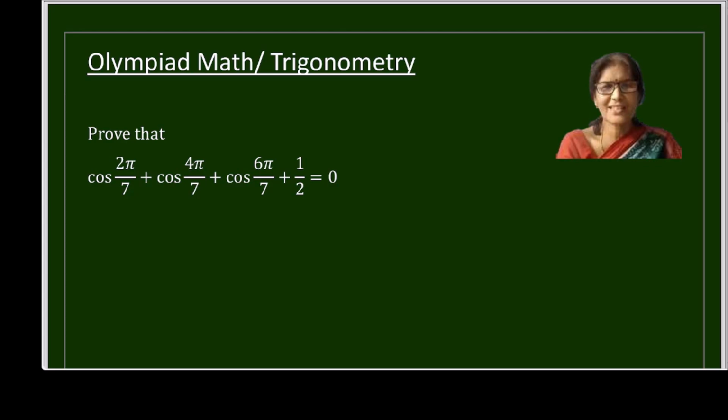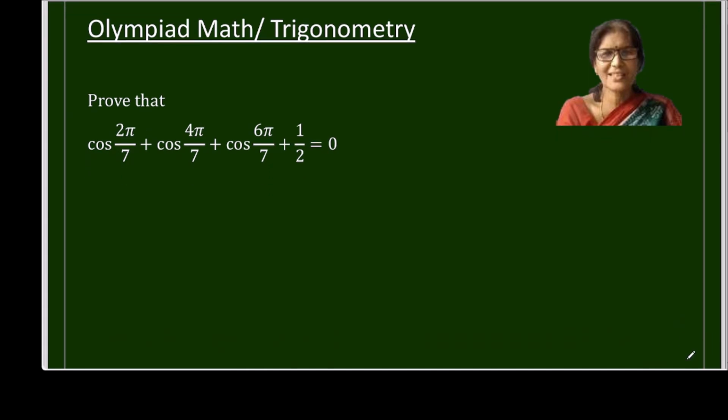I have taken a trigonometry question, and this question I will prove with De Moivre's theorem. Prove that cos 2 pi over 7 plus cos 4 pi over 7 plus cos 6 pi over 7 plus half equals 0. So let's start.